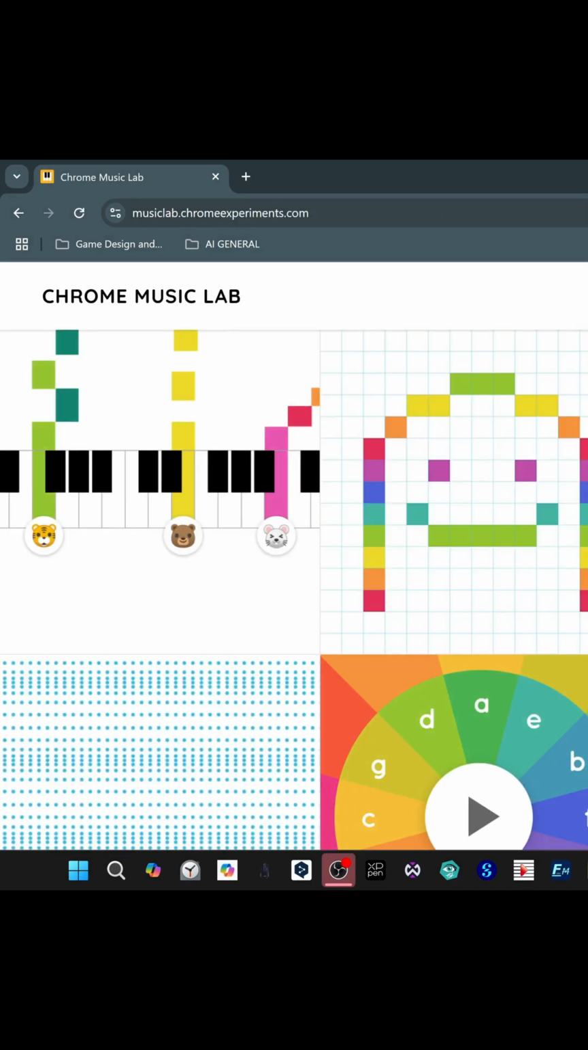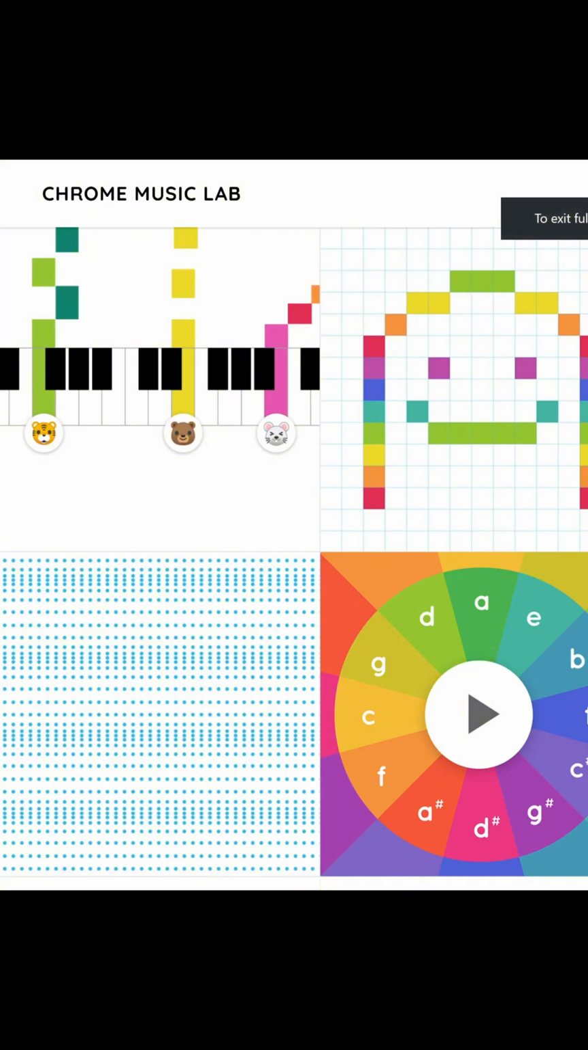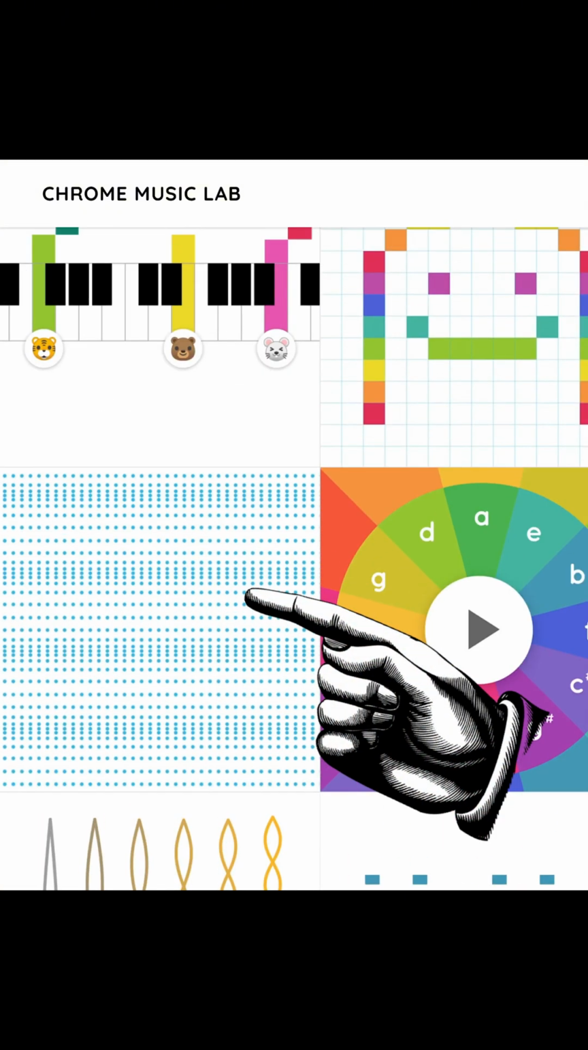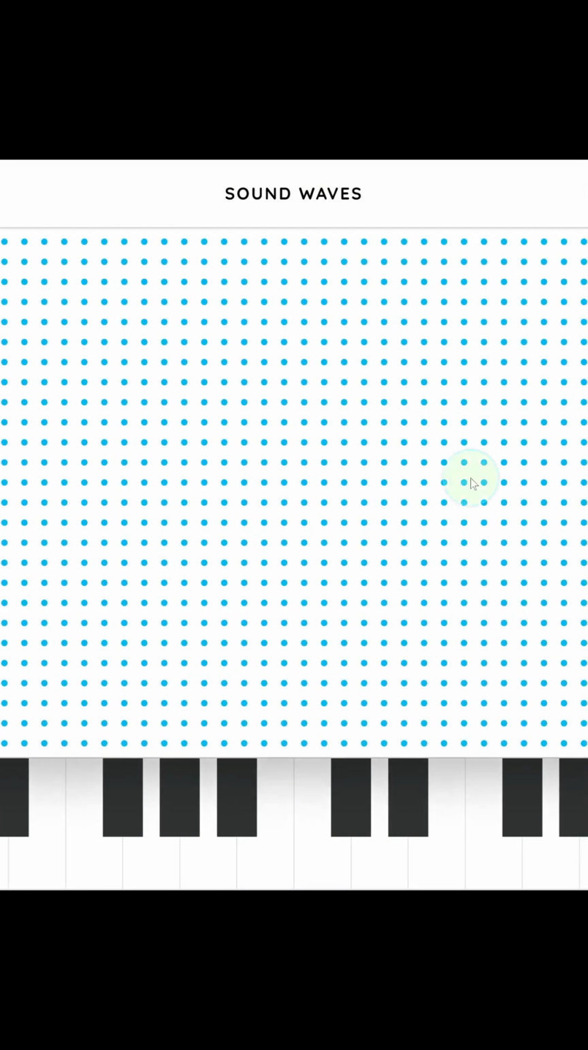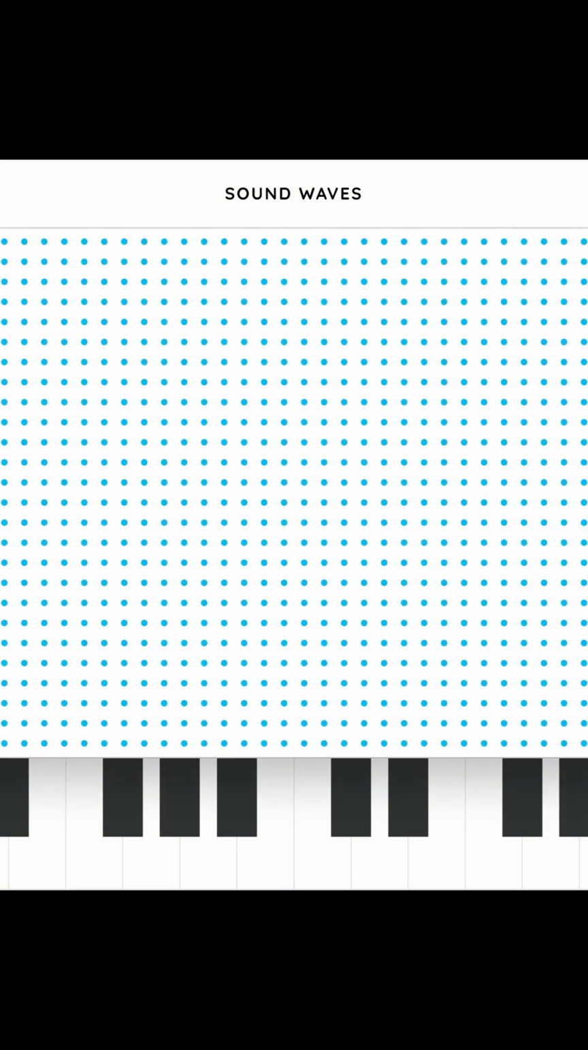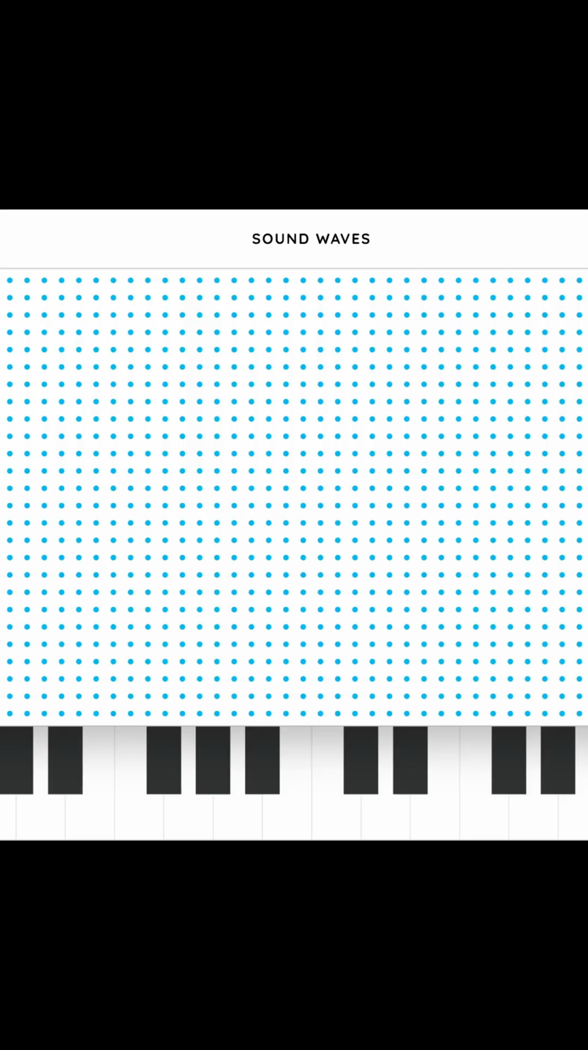On the main page, we'll scroll down a bit to find our experiment for today, sound waves, and click on it. In front of us, we see thousands of blue dots connected to a piano. These represent air molecules. When we press a piano key, we can clearly see how the sound pushes and pulls these molecules, creating a wave.